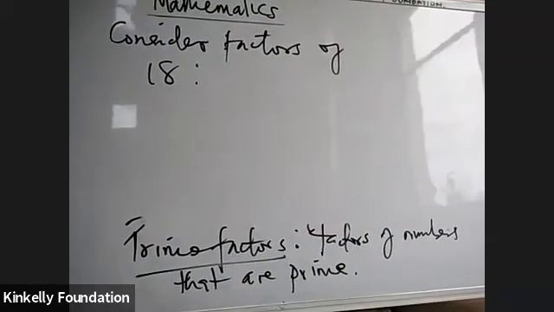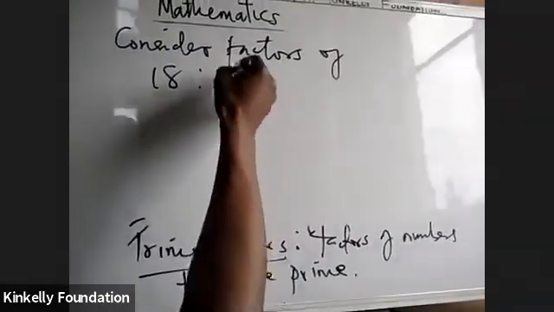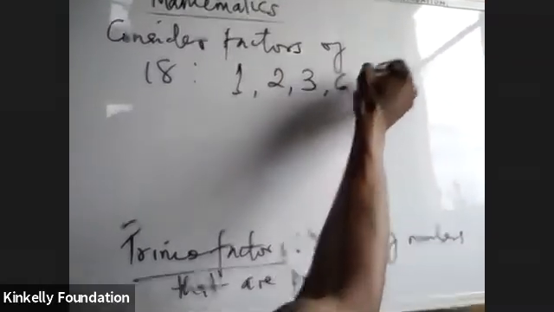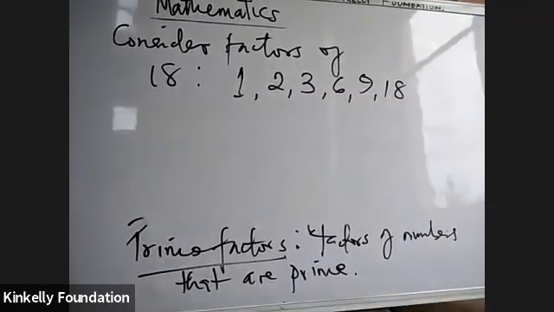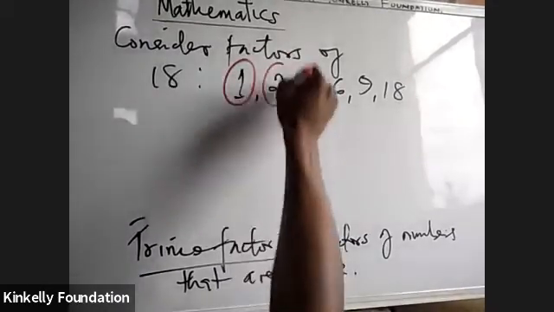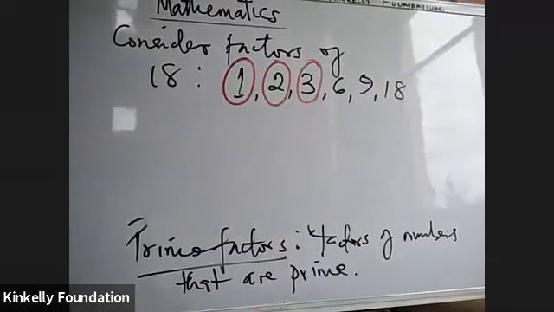Now, let's consider factors of 18. You know, 1 is a universal divisor, then 2, 3, 6, 9, and 18. These are factors of 18. They are the numbers that can divide 18 exactly without any remainder. Among these factors of 18, we have those ones that have no other divisor except themselves. We have this one, and this one. These numbers have no other one that can divide them except themselves.